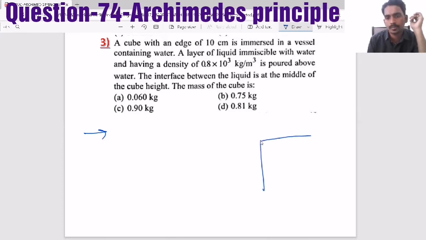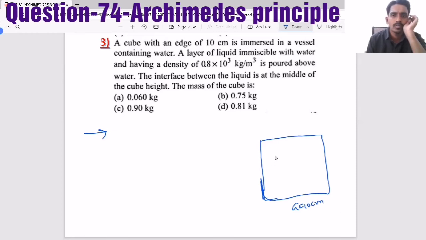So there is a cube. Let's say this is one face of the cube, with side length A, that is 10 centimeter. Now it is immersed in a vessel containing water. A layer of liquid immiscible with water and having density 800 is poured above. It is less dense, so it will float. The interface between the liquids is at the middle of the cube height. That means this is A by 2, and this is A by 2. Now this is water and this is the oil, or some other liquid.